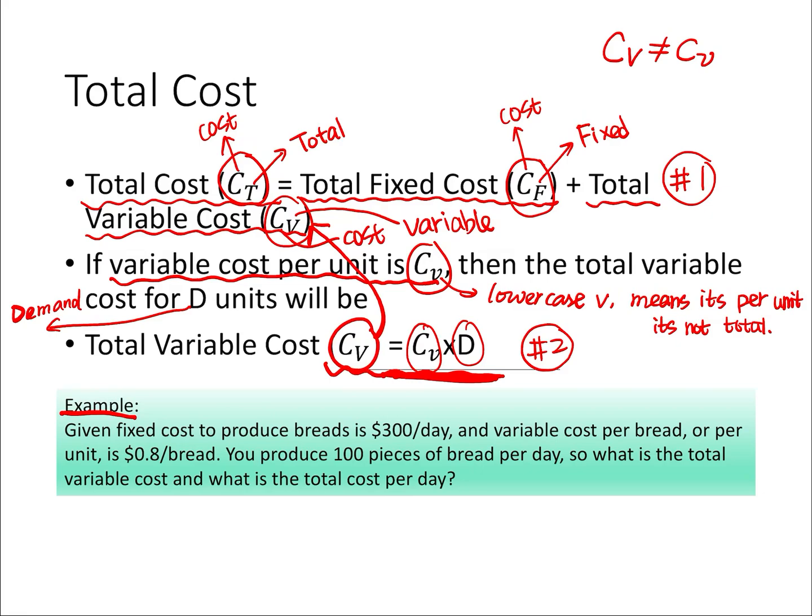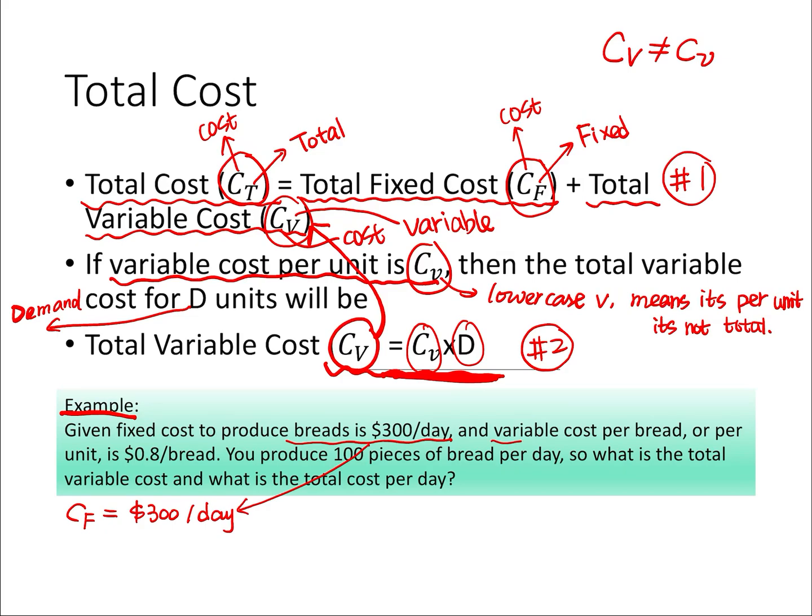So given fixed cost to produce breads, so we're still running a bread shop, okay? We're running the bread shop, and the given fixed cost to produce bread is $300 a day. So total fixed cost is $300 a day. We can write it down here. C capital F, that's the total fixed cost, is $300 per day. That's what the first sentence tells you.